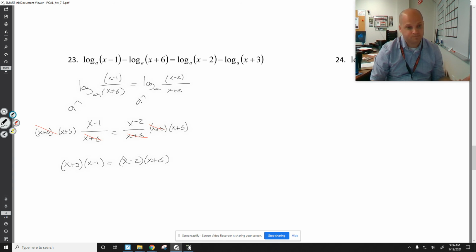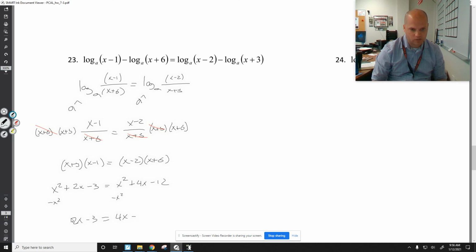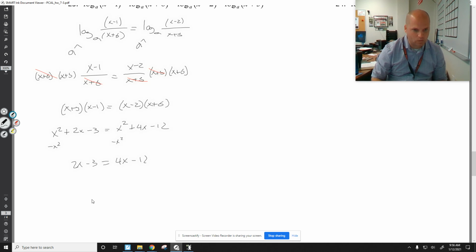How do I solve this? You've got to distribute and do some grunt work. So x squared, I got 3x and minus 1x, so that's going to be a positive 2x, and I got a minus 3. Here I get x squared plus 4x because it's negative 2x and positive 6x, and then minus 12. This works out because I can subtract an x squared on both sides. That's gone. I got 2x minus 3 equals 4x minus 12. Subtract 2x, add 12. 12 plus negative 3 is 9 equals 2x. X equals 9 halves. That's fun.